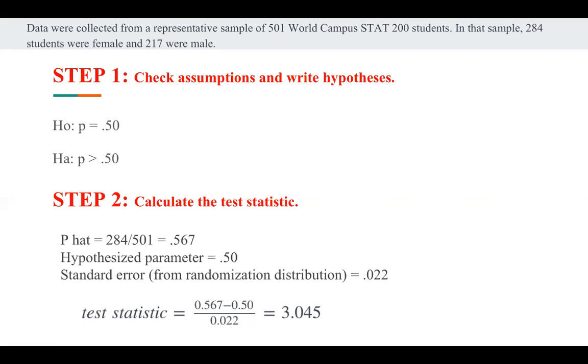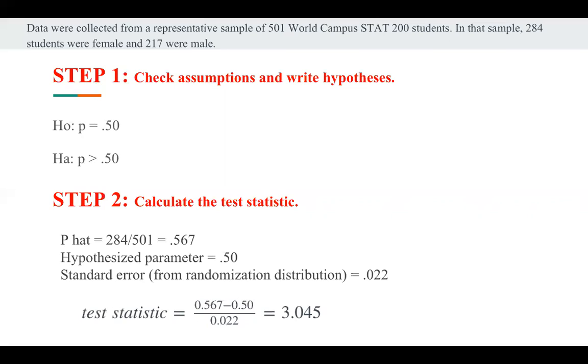Our next step is to calculate the test statistic. First we calculate our p-hat. p-hat is just the proportion of females among all the students, so it'll be the total number of females divided by the total number of students. Make sure you get that correct proportion there. Once we get that, it's 0.567. That's our sample statistic. And then we compare that to our hypothesized parameter, which is the number given in the null hypothesis, which happens to be 0.50.